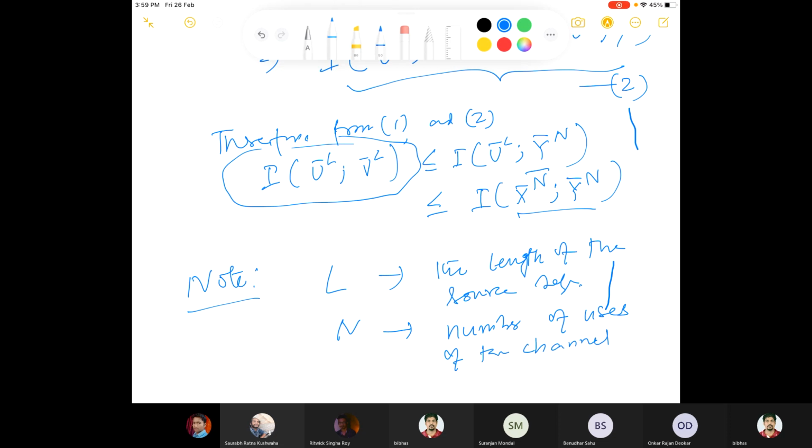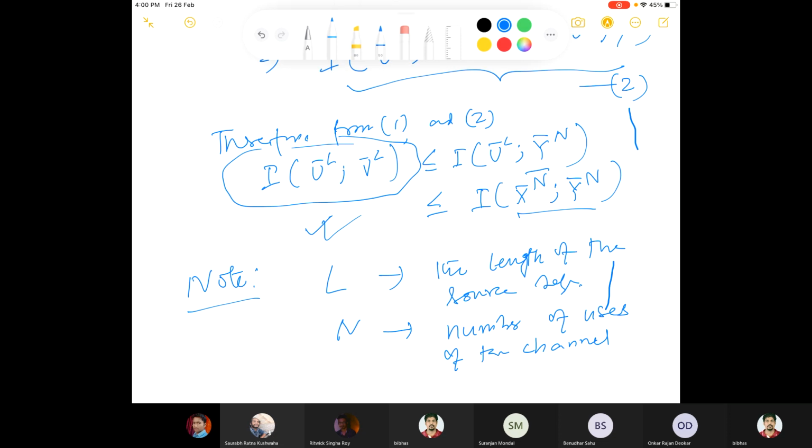So if you want to transmit L source symbols through a channel using N uses of the channel, because there is a limit for the channel, then next day you'll see how the number of bits per second through the channel plays a role and connects with the mutual information between U and V. Here it says that the average mutual information between the input and output source symbols is less than or equal to the mutual information between the input and output of the channel sequence when you use the channel N times. So this is one of the big theorems.